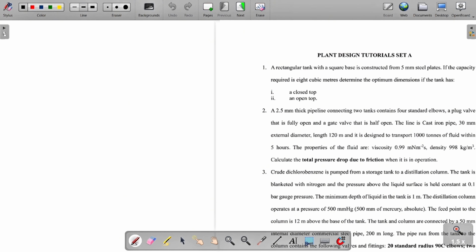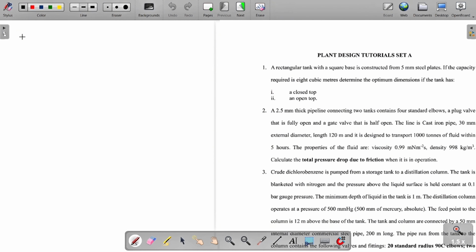First we are about to look at optimization, right? The first question here is a rectangular tank with a square base constructed from a 5 mm steel plate, with a capacity of 8 cubic meters, which is the volume. We want to determine the optimum dimensions if the tank has a closed top and if the tank has an open top. Basically it's an optimization where we have to find the objective function and we need our constraints so that we can solve the question.